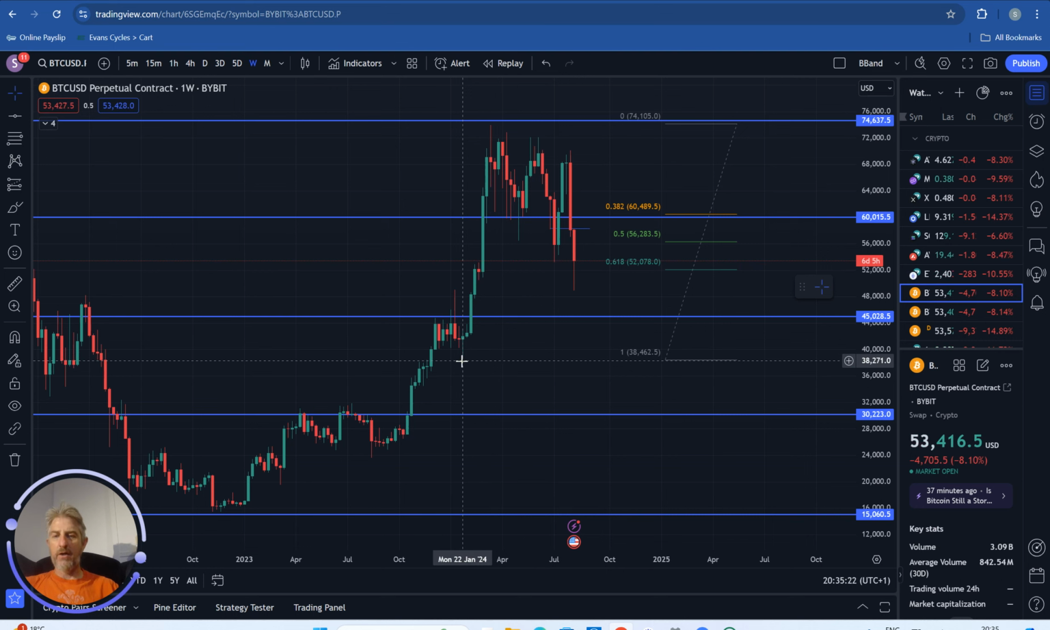So I've taken basically the last move of this impulsive move up, which I think started with this wick, came up to this wick, and then has basically consolidated. Still may do, but this week is probably looking like a proper break of that consolidation area.